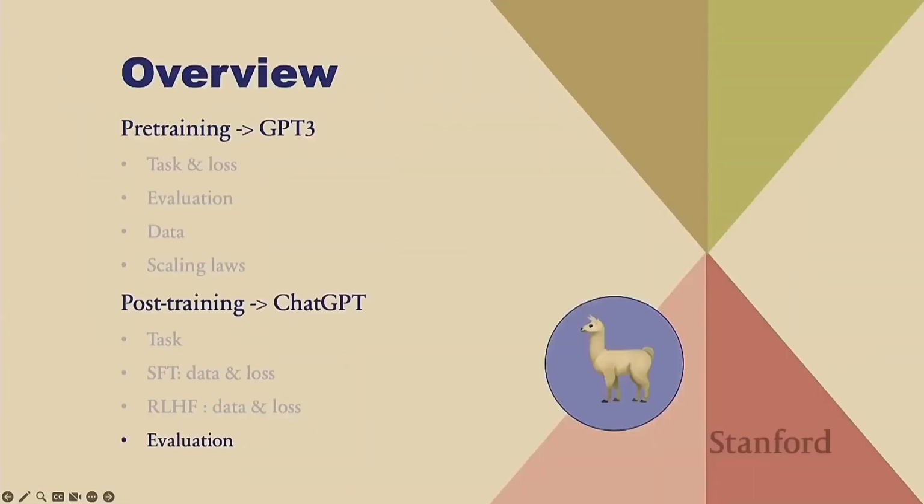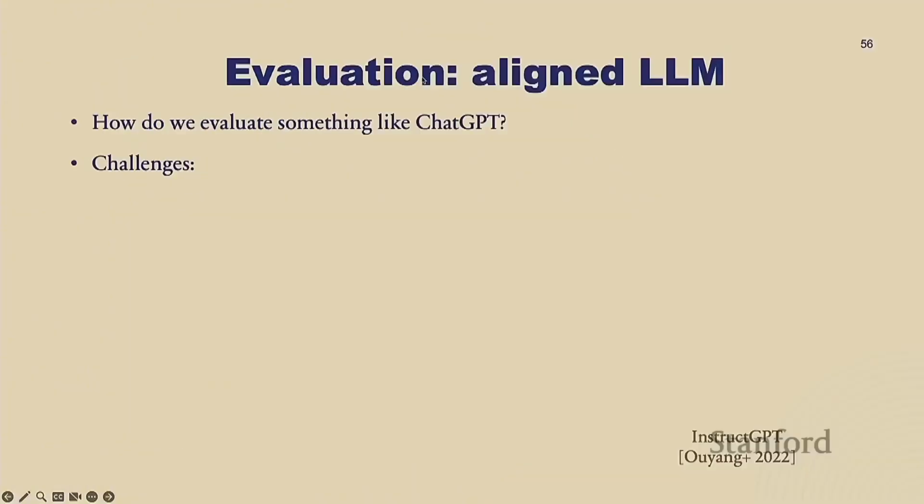Okay, so that gets us to evaluation of post-training. So that goes back to your initial question at the beginning of the lecture. How do you evaluate something like ChatGPT? The answers that ChatGPT could give are basically unbounded. And it's not that there's one right answer. There are many answers that are just as good. So there are many challenges.